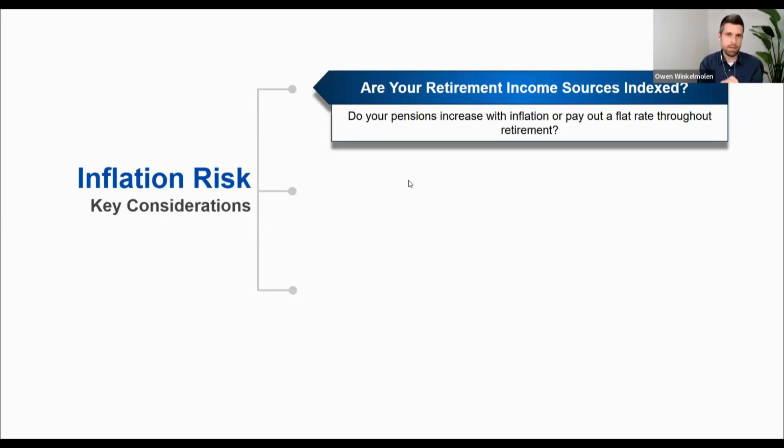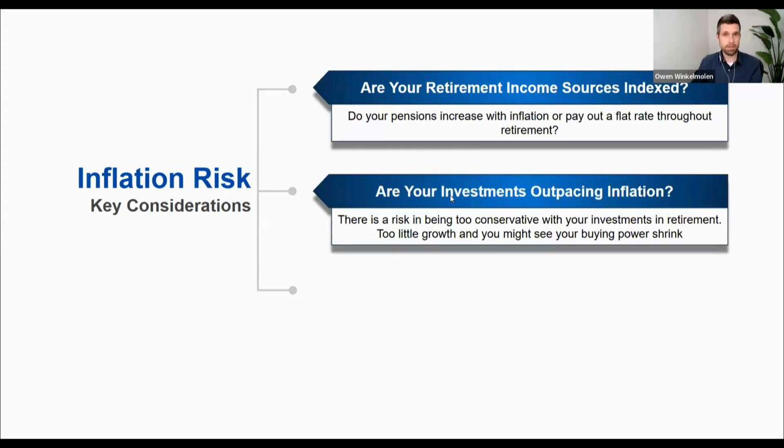One of the risks with a flat defined benefit pension, flat lifetime payout, is that higher periods of inflation can quickly erode the value, the purchasing power of that pension benefit. So that's always important. In terms of investment options, is it outpacing inflation? Being too conservative can be a big risk here, where we've reduced investment risk, we're in cash or in bonds, but we might not see enough growth to actually outpace inflation, and we actually have negative or very low real returns. And that can be a real challenge for a long retirement plan.